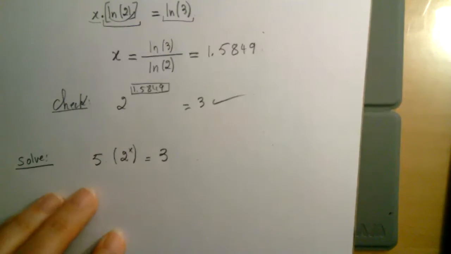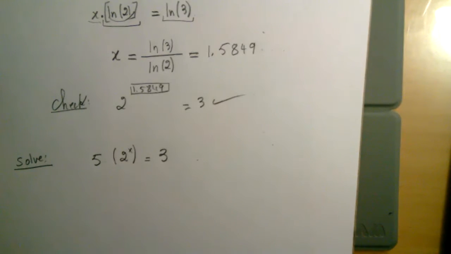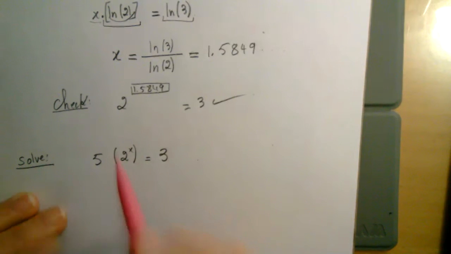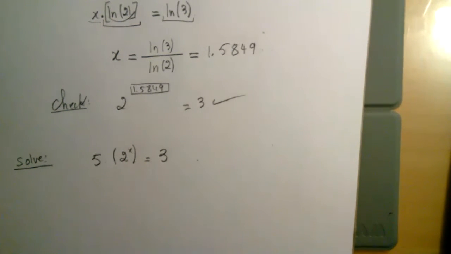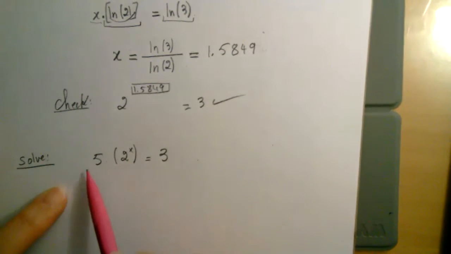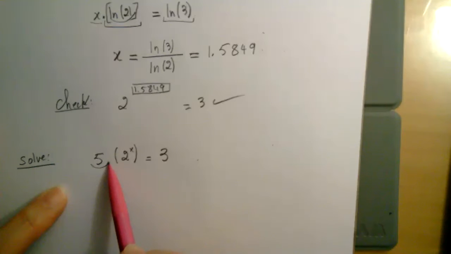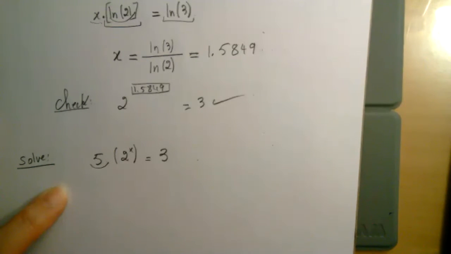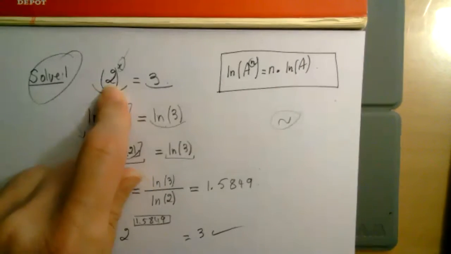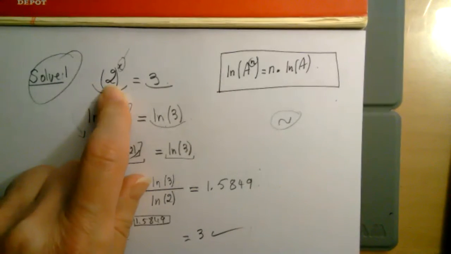So how do we approach those types of problems? What's going to be our first step? What bothers you bothers me. What's bothering us? The 5. We're going to divide both sides by 5, so we don't have to deal with 5 at all. And then we're going to go back almost to the first scenario.